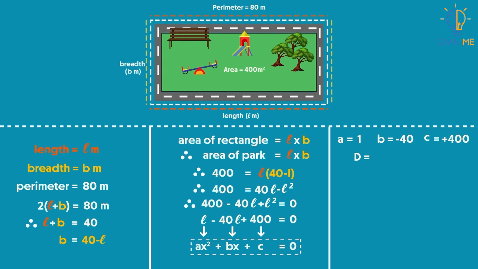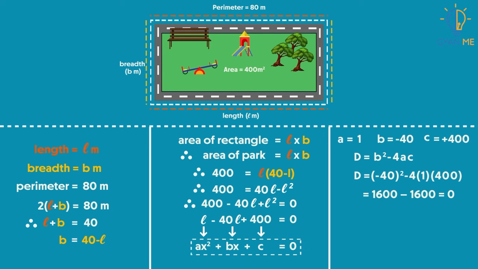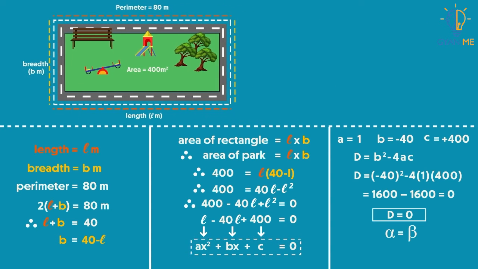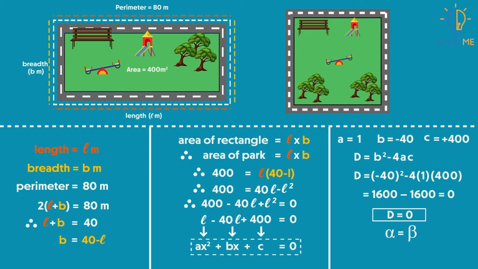Now substitute these values in the formula b square minus 4ac and calculate D. On doing so, we get D equal to 0. Now since D is equal to 0, it tells us that this equation does have two real roots, but they are equal. That is, the numerical values are the same, which means length and breadth of this park are equal. And if this be true, then instead of a rectangular park, it will become a square park. So we can say that designing a rectangular park of given dimensions is not possible.